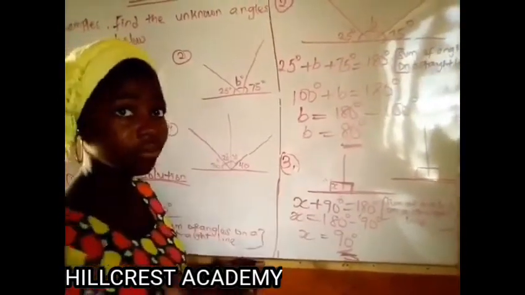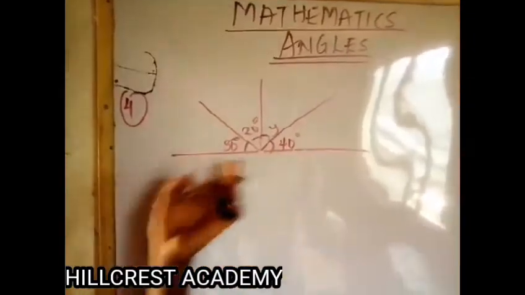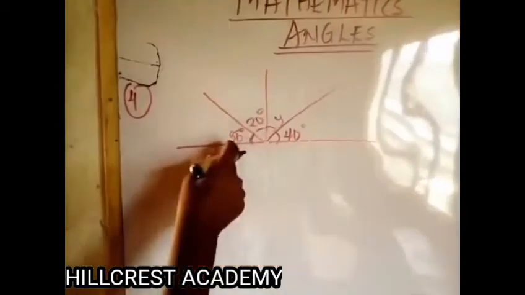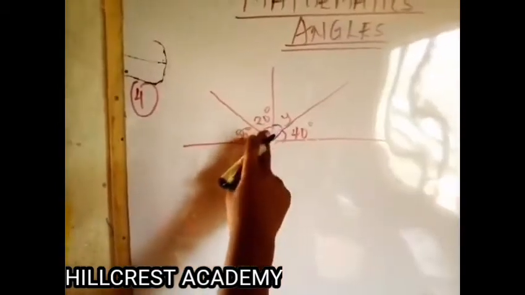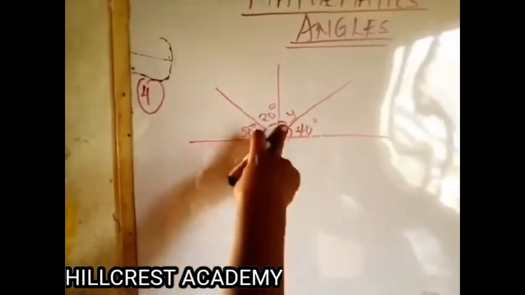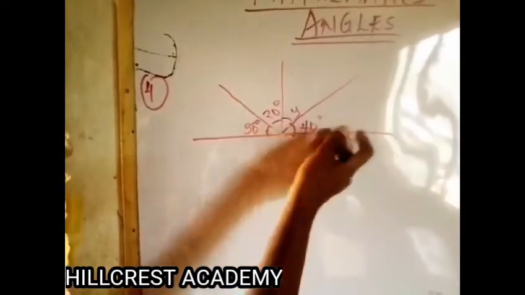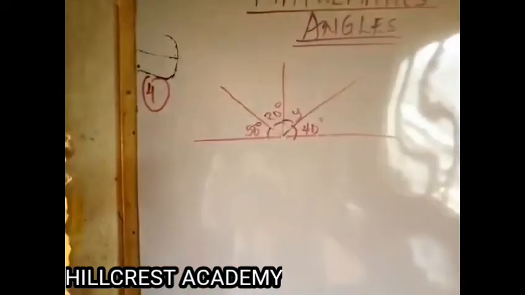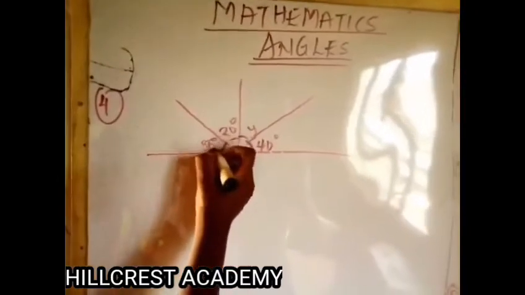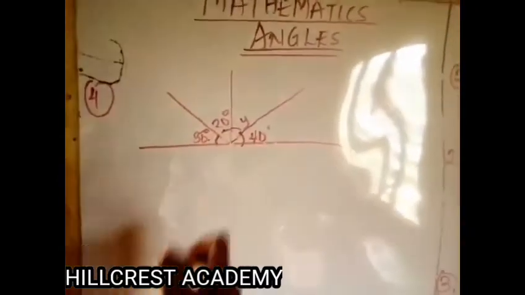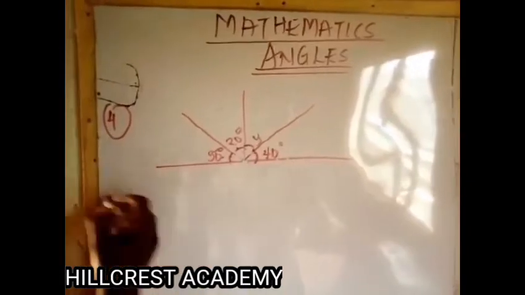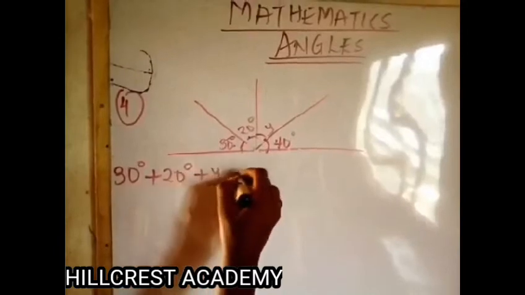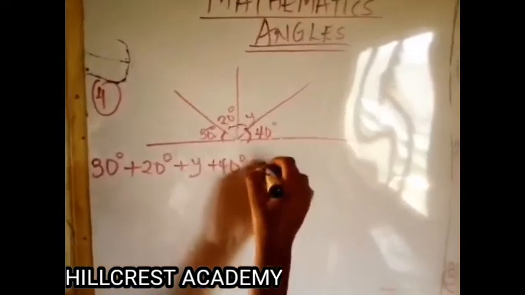Do you understand? Here, different rays are striking this plane. Now let me say the angle formed here is 30 degrees, the one formed here is 20 degrees, the one formed here is y, which is the unknown angle, and the angle formed here is 40 degrees. So you see the same principle: the sum of angles on a straight line is 180. So I will have 30 degrees plus 20 degrees plus y plus 40 degrees is equal to 180.